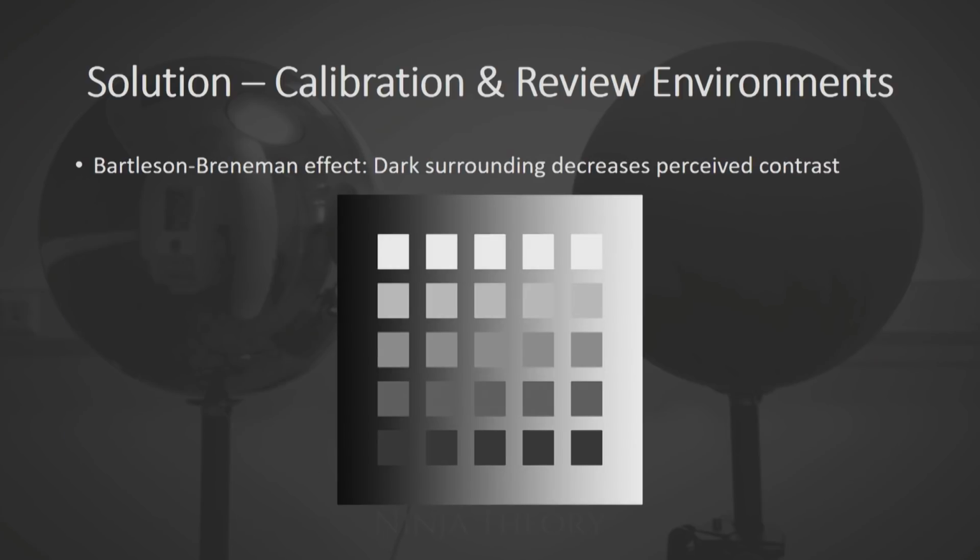This is the Bartleson-Breneman effect. So the idea is that you can see all these tonal patches horizontally. They are the same value, but because of the background that we're perceiving them on, they look different. The contrast looks washed out on this side, and it looks better on the black there, and the highlights similarly look very different. So we can't really trust our eyes all the time, right? We need to reduce as many variables as possible.